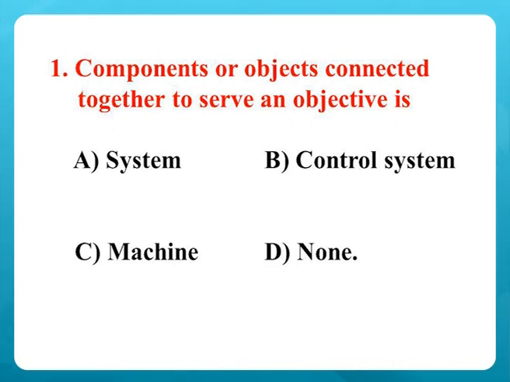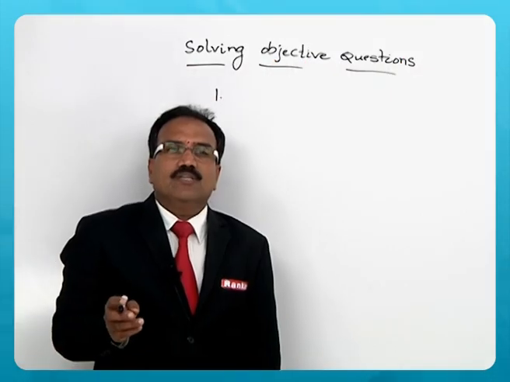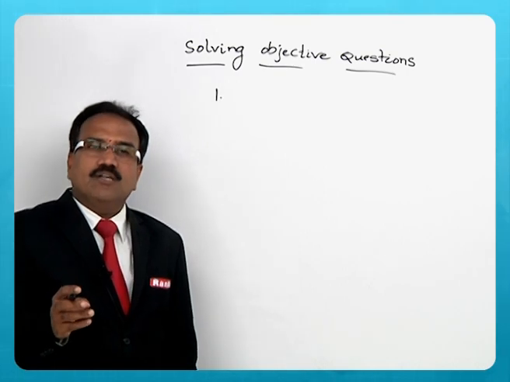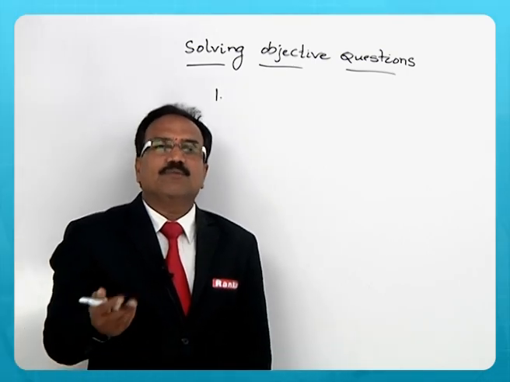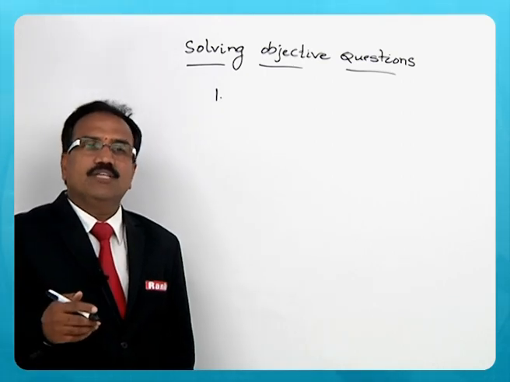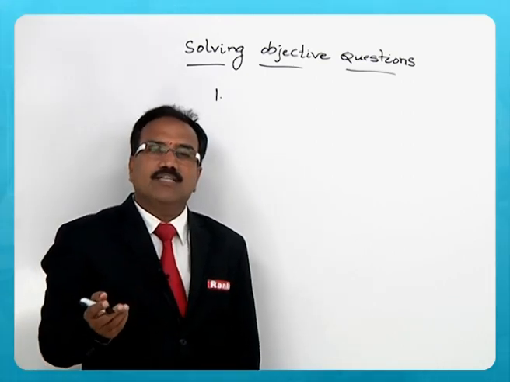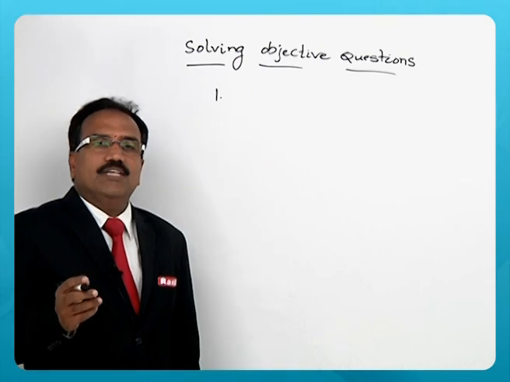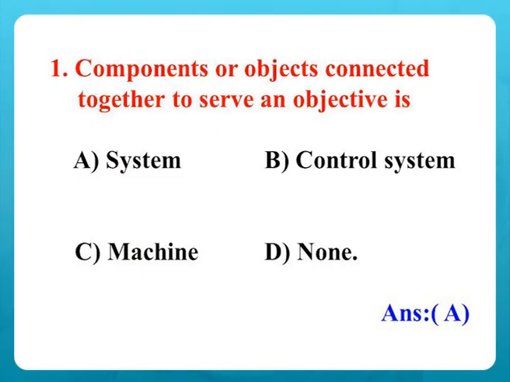4 options are given. Option A, system, option B, control system, option C, machine, and D, none. So here the components are connected to perform certain objective. So obviously it is a system, and that system may be a electrical system or mechanical system. So option A is the answer for this.